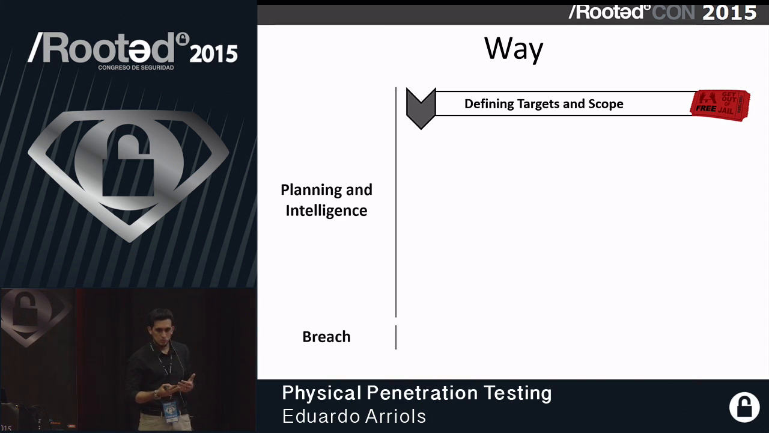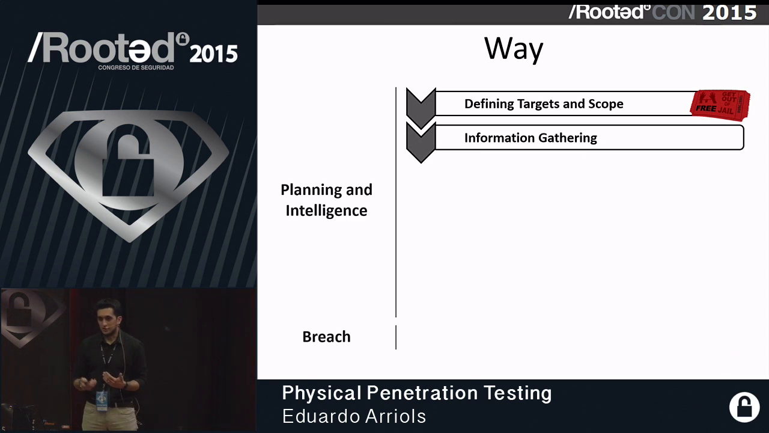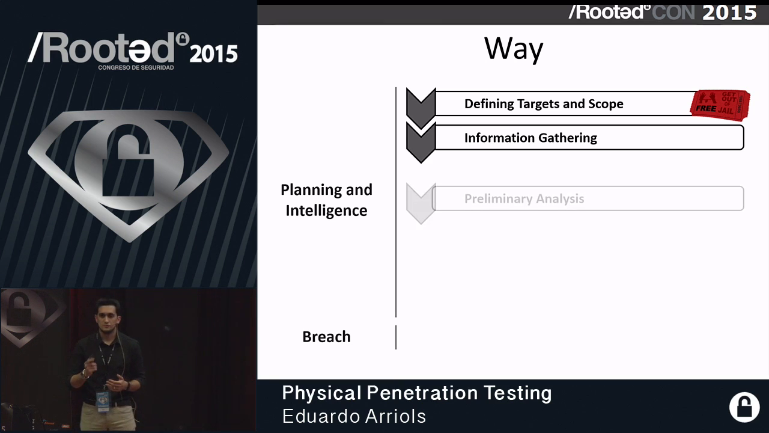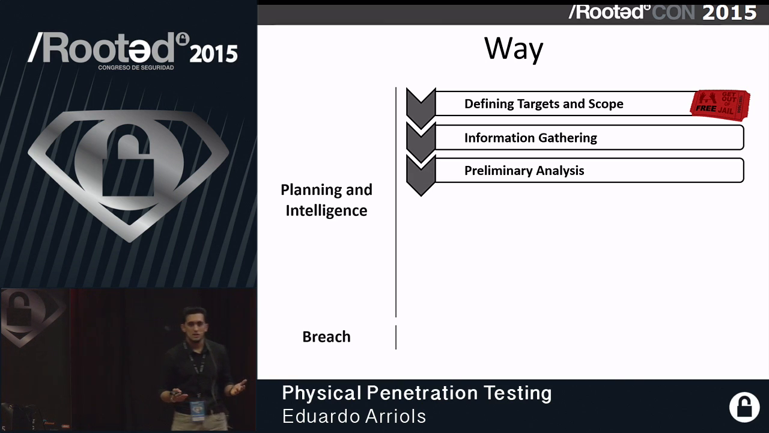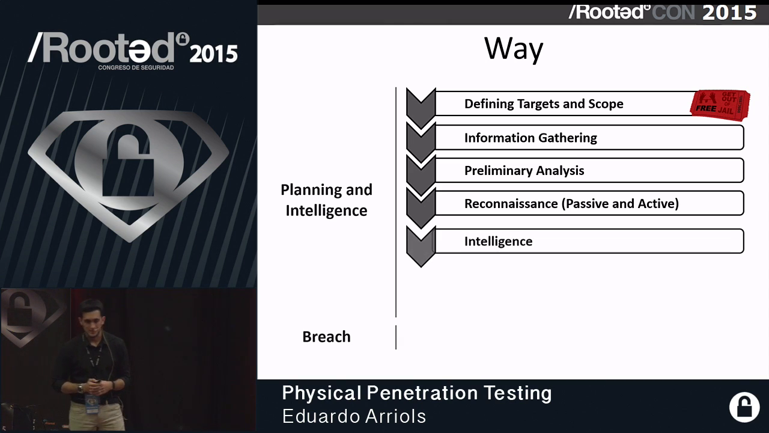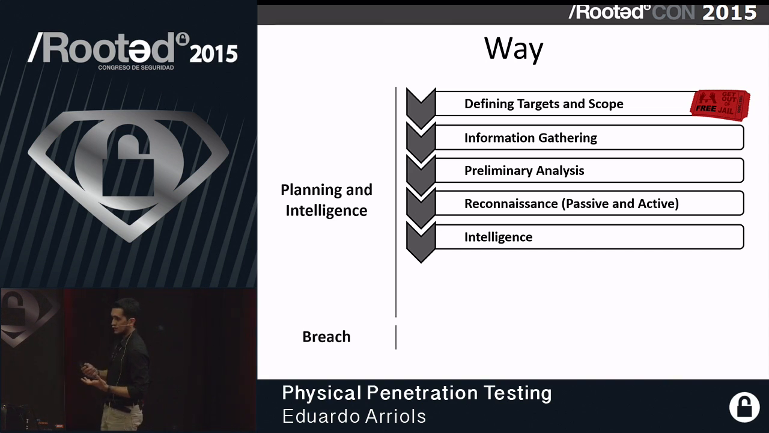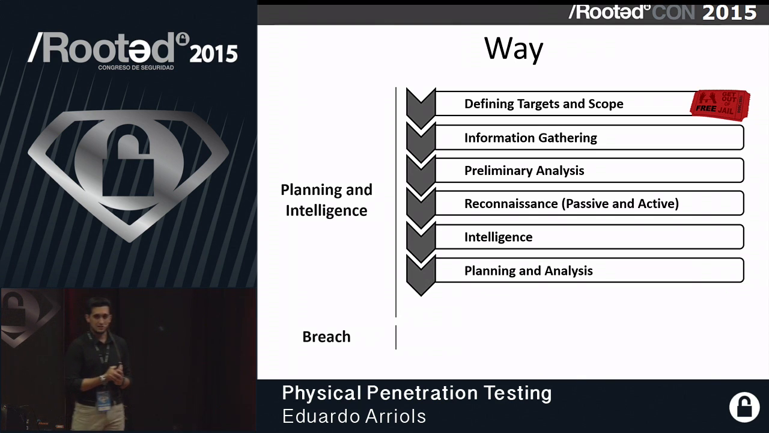In planning and intelligence, the first part is defining targets and scope. Then we have the information gathering through the internet, etc. Then we do a first preliminary analysis about the company's main assets and where they are located, so you have a feel for the company. Then we have the recognition part, which is passive: you don't even need to go into the environment. Then the active recognition, where you need to go inside the environment. Then the intelligence part, when you do analysis and apply some intelligence tasks.